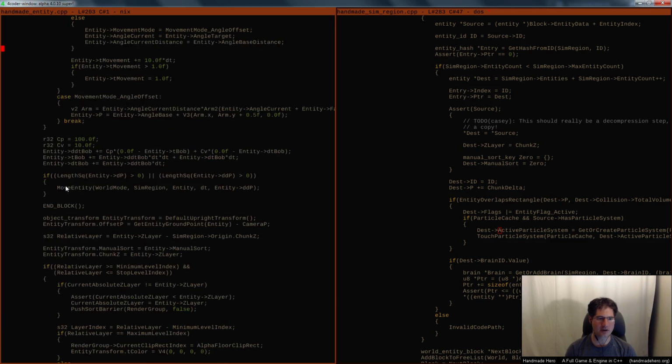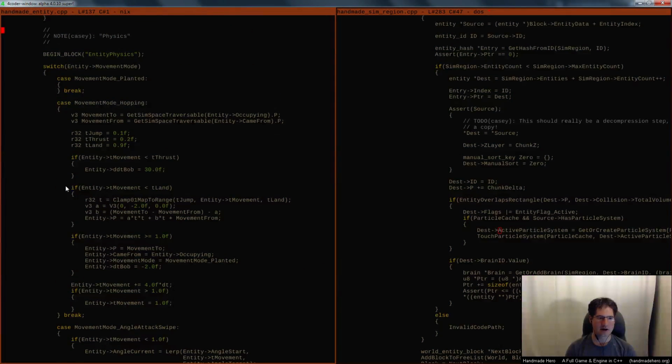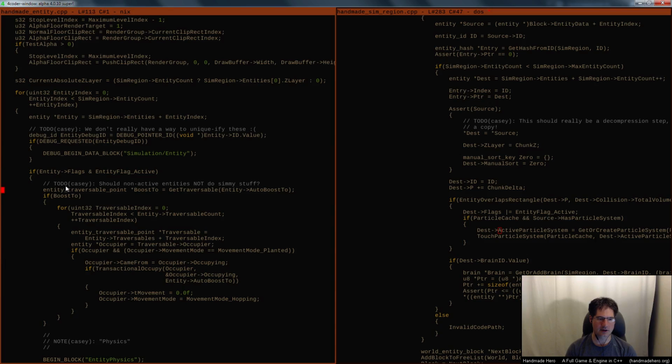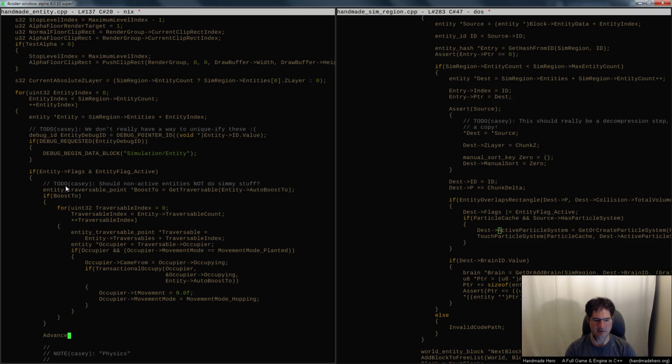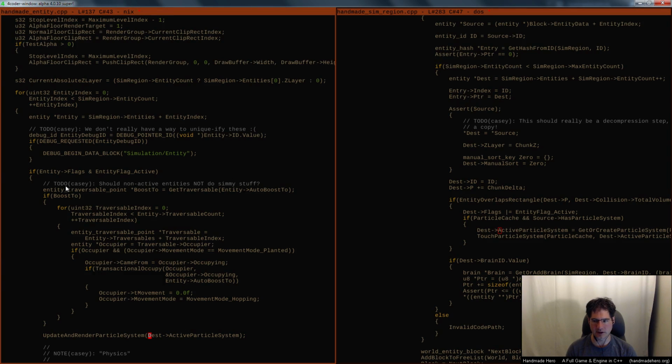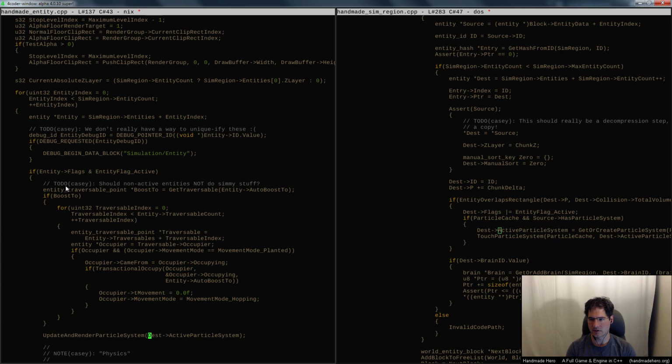And so then when we come around and it's time to simulate our entities, during the sim, when we're in here, we can simulate the particle system. So we can do an advance particle system, or update and render particle system, something like this. That, of course, will need to take a bunch of things. First and foremost, it would have to take the active particle system. It would also need to take, presumably, the particle cache.